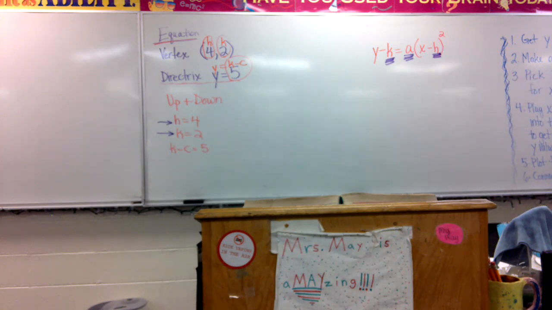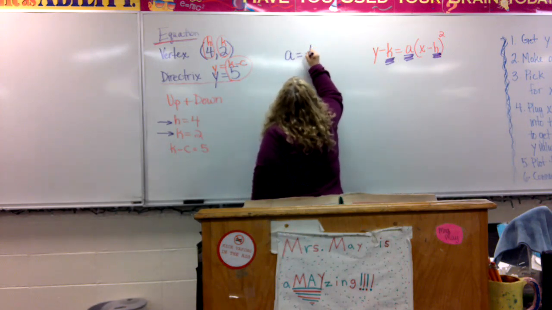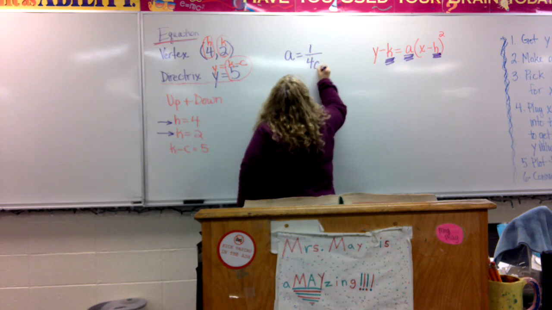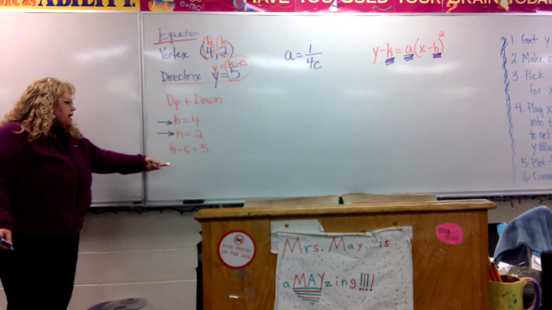Yesterday we didn't work with the a, but it doesn't matter which way. For both of them, a equals 1 over 4c. A is 1 over 4c. So for a, you need to know the c. From what you have here, could you find c?